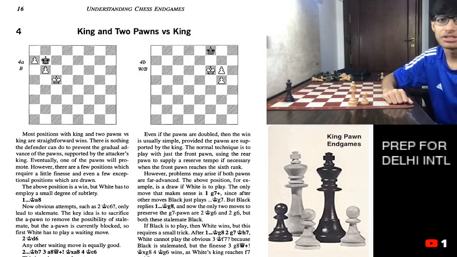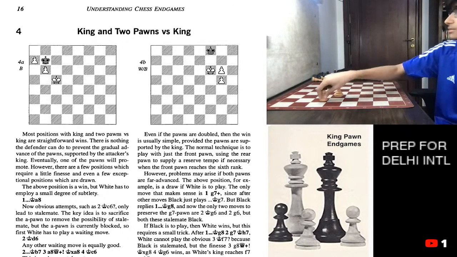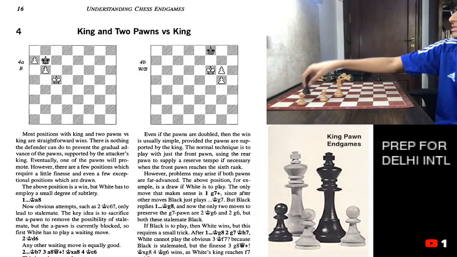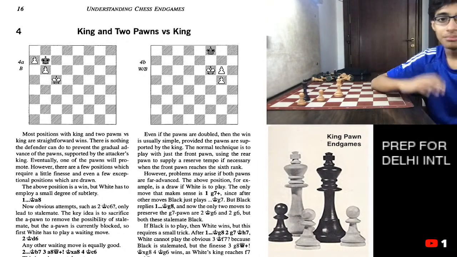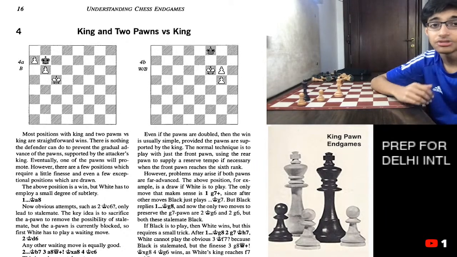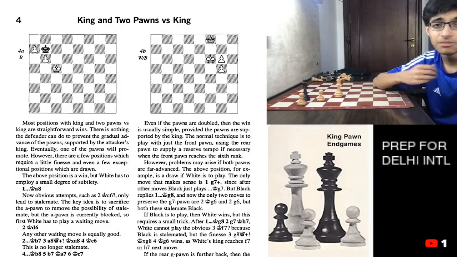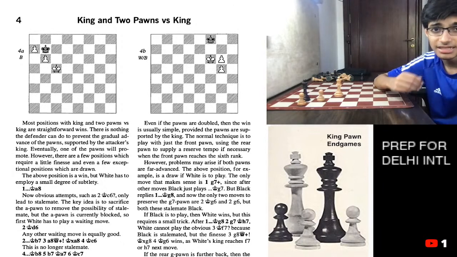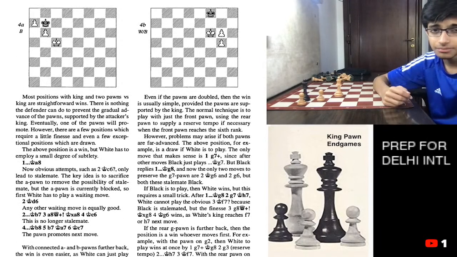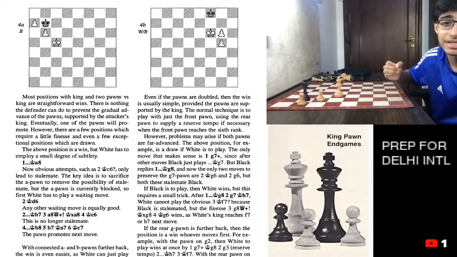Now let's move on to the positions in which there are king and 2 pawns versus the king. To start with, let's start with b6, a7, king c5 and king b7. Okay, most positions with king and 2 pawns versus king are straightforward wins. There is nothing the defender can do to prevent the gradual advance of the pawns supported by the attacker's king. Eventually, one of the pawns will promote. However, there are a few positions which require a little finesse and even a few exceptional positions which are drawn. The above position is a win, but white has to employ a small degree of subtlety.